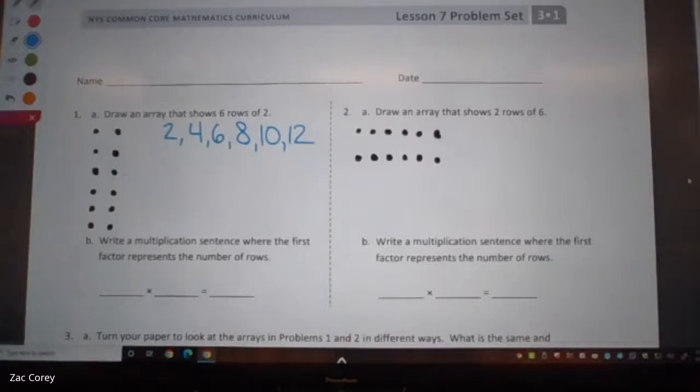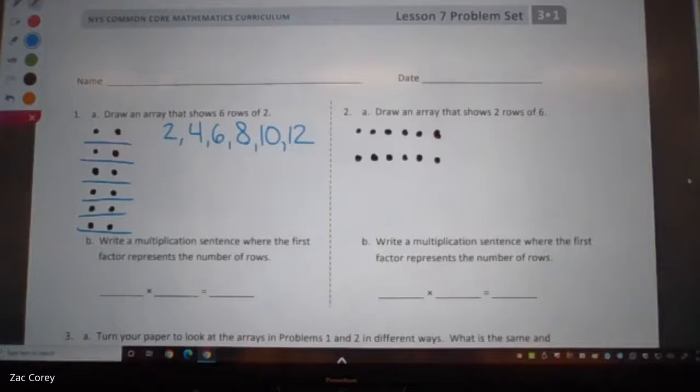Letter B for number 1 says, draw an array to match your count by. I already did that, so let's take a look over here. It asks us to draw 6 rows of 2, okay? So I have 1 row of 2, 2 rows, 3 rows, 4 rows, 5 rows, 6 rows. You guys don't have to draw those lines. You only have to draw the dots, but that's how we did the array, because it asked us to draw an array showing us counting by 2s 6 times, okay?